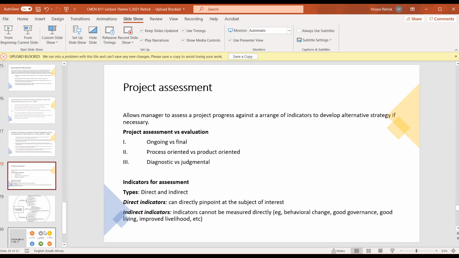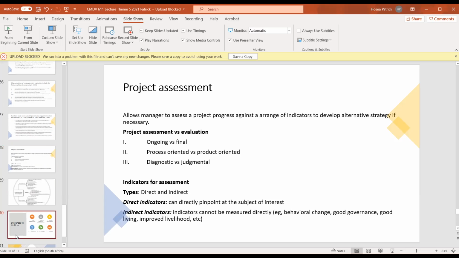It can be diagnostic or judgmental. Diagnostic in the sense that we're trying to find a solution to a particular problem, to fix the problem, and it can be judgmental in the sense that you're just giving a final verdict relating to that. And then it can also be direct or indirect. That is the indicators, right? It can be direct. It can also be indirect. So basically that's that when we discuss this.